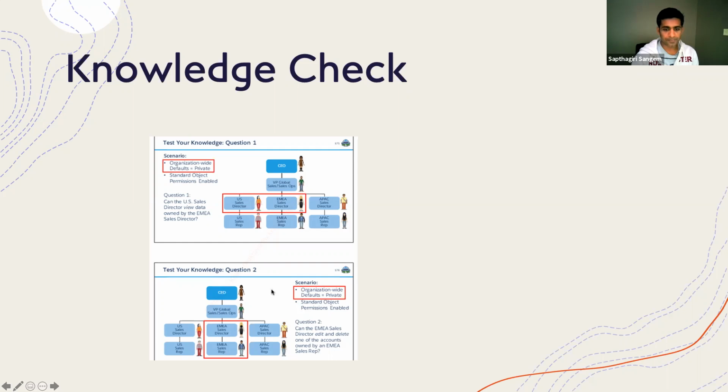And then the same scenario. The organization wide default, also called OWD, is private, and the standard object permissions are enabled. Can the EMEA sales director edit or delete one of the accounts owned by an EMEA sales rep? Now it is a hierarchy. Let's say somebody owns some records here under the hierarchy. Now they're talking about whether the director can do anything on these records that are owned by his subordinate.